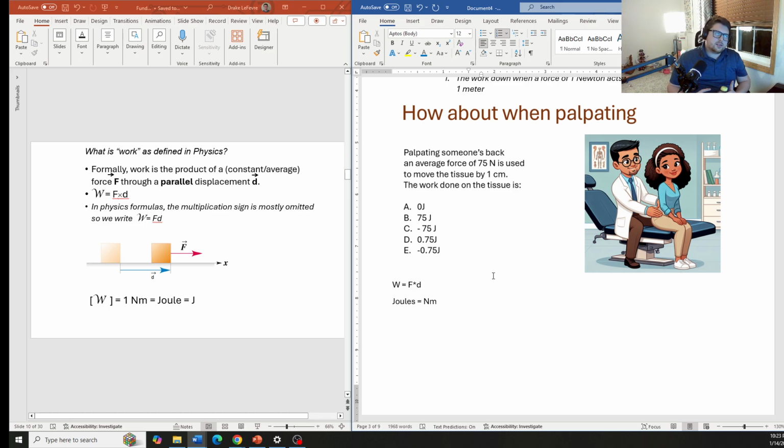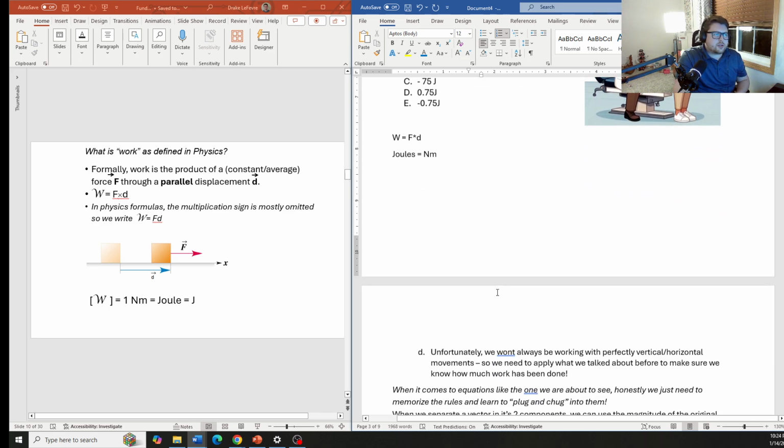Pause, hold on a second. Centimeters, we need to be in meters. So let's convert centimeters to meters. There's 100 centimeters in a meter, so this is now 0.01 meters. So 75 multiplied by 0.01 gives us 0.75 joules for the work that we have done. See what we did? Those are the general steps for when we're calculating these types of questions.